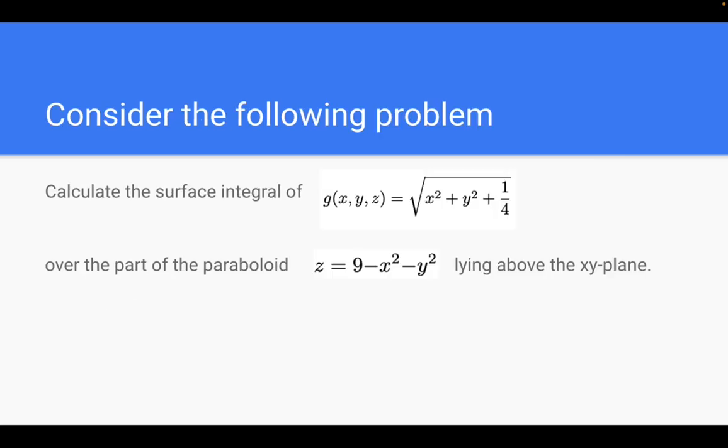So we will consider the following problem. We want to calculate the surface integral of our function g of x, y, and z over the part of the paraboloid z equals 9 minus x squared minus y squared that is lying above the xy plane. So this is the problem in which we format a prompt to ask ChatGPT, Claude, and Copilot.